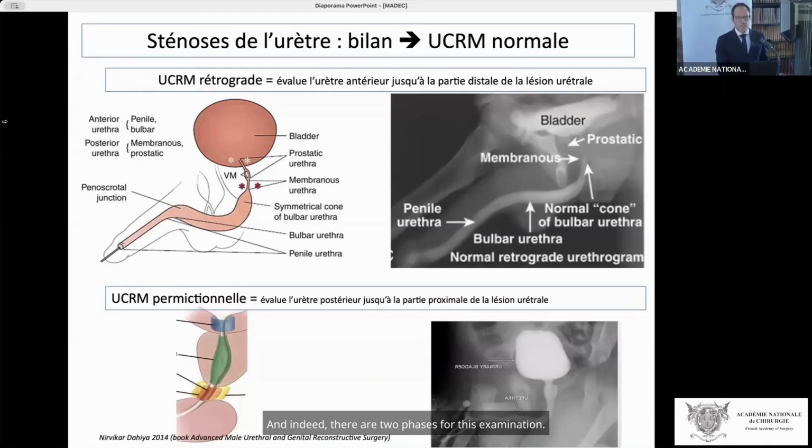And indeed, there are two phases for this examination. A first phase, which is the retrograde phase, where we can assess the entire distal urethra, so all the urethra that is distal to the stenosis. And then a voiding phase, where we can assess the upstream urethra.